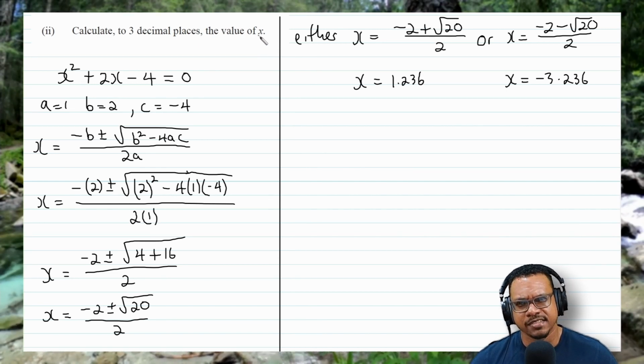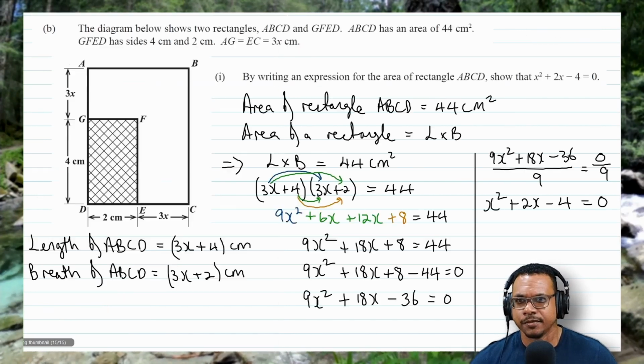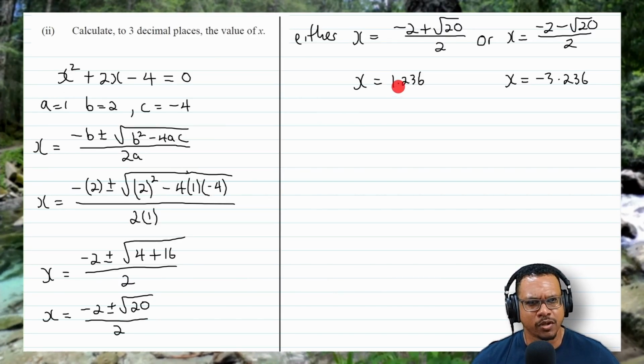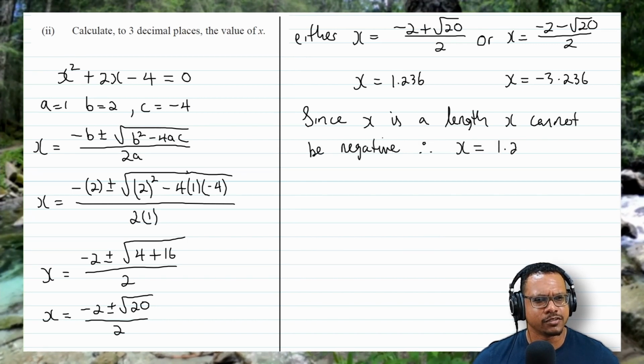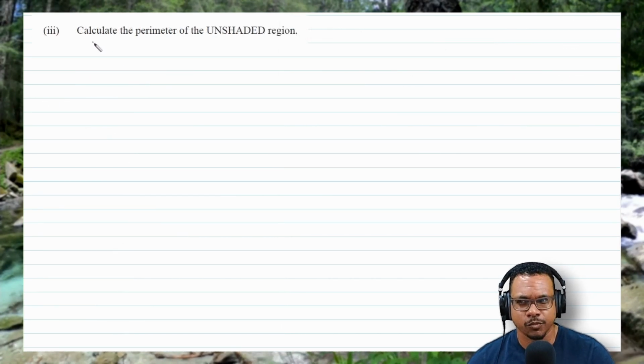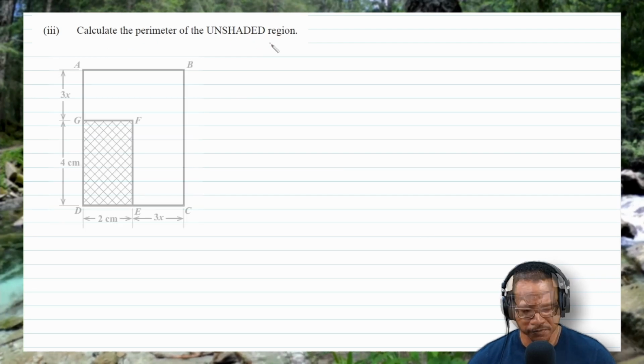Now, what we have to remember here is that x has to do with the length of a side. If you look at this diagram here, we have 3x, we have 3x. So since x is a length, x cannot be negative. So therefore, x would just be 1.236 centimeters. And now the last part of the question will be to calculate the perimeter of the unshaded region.